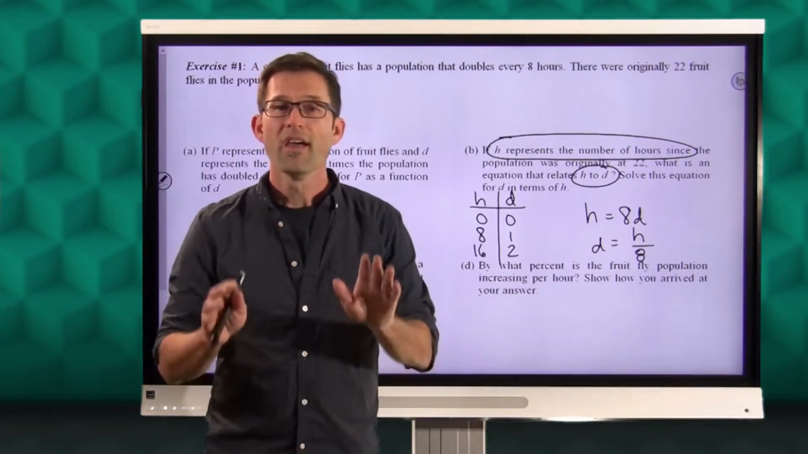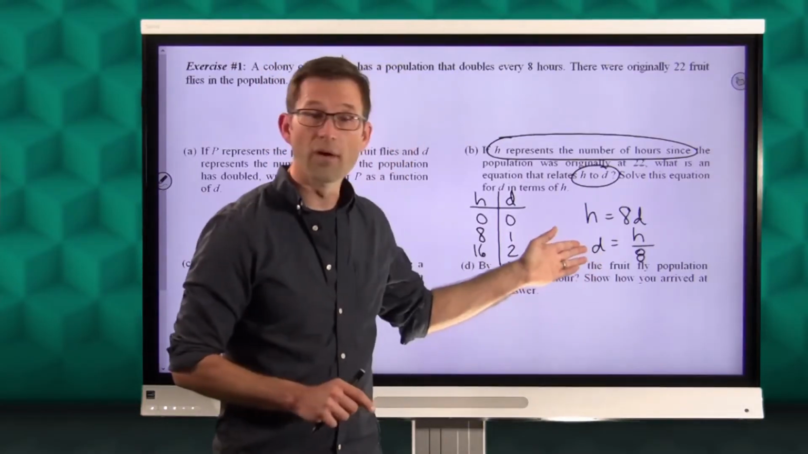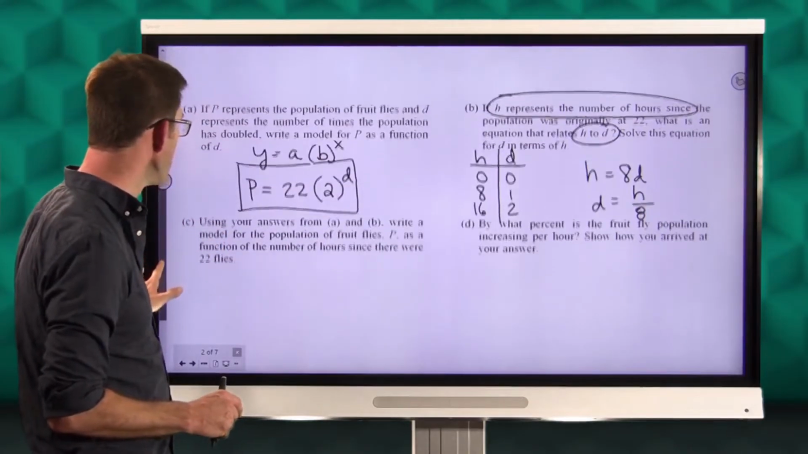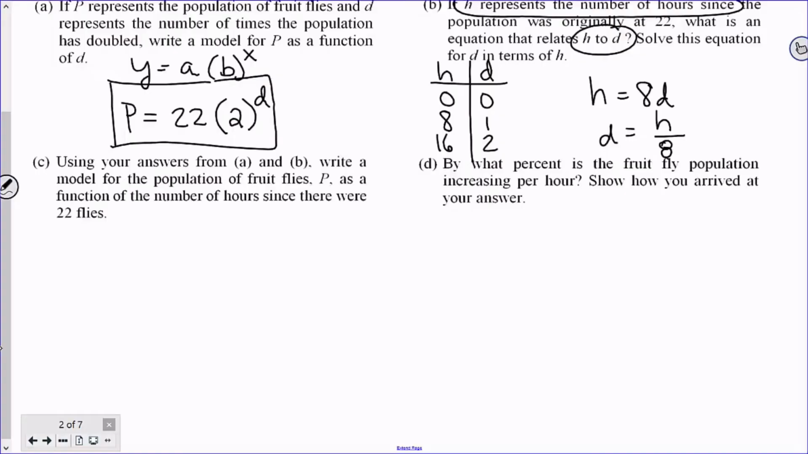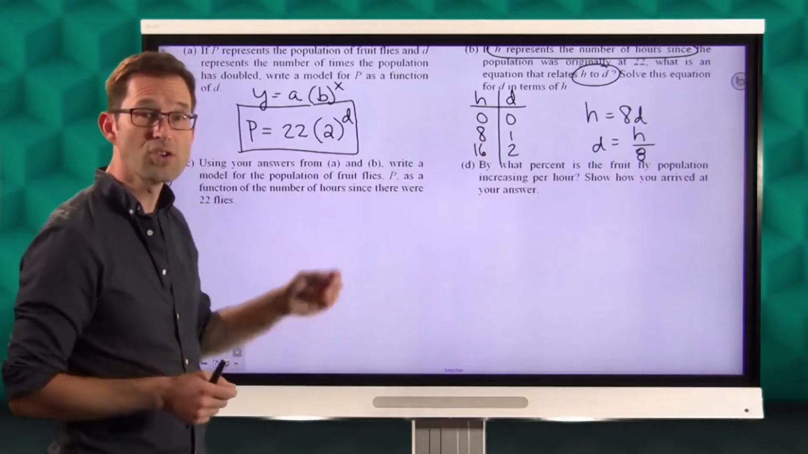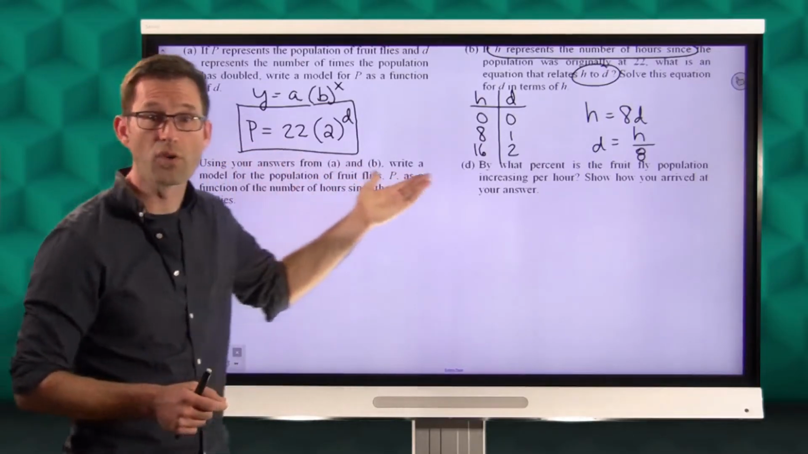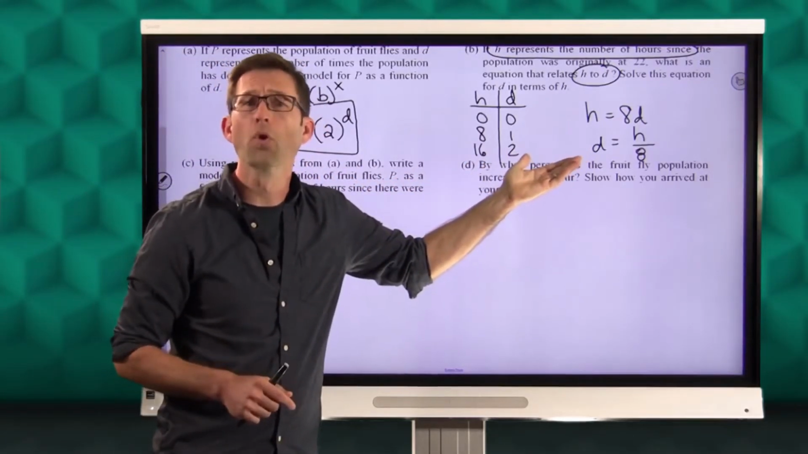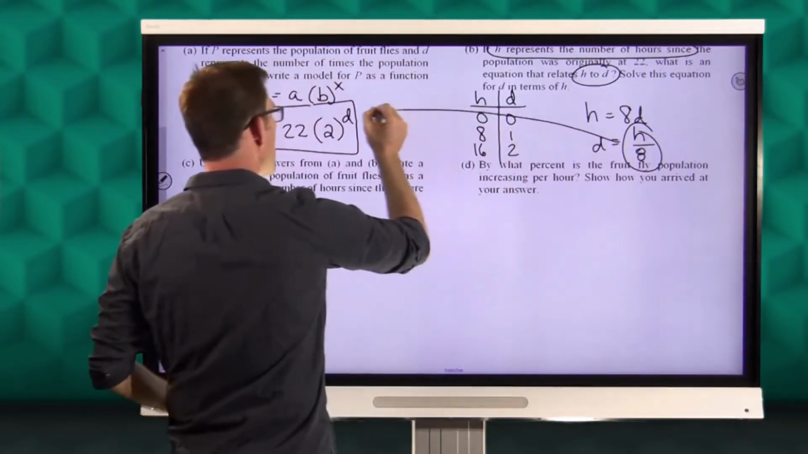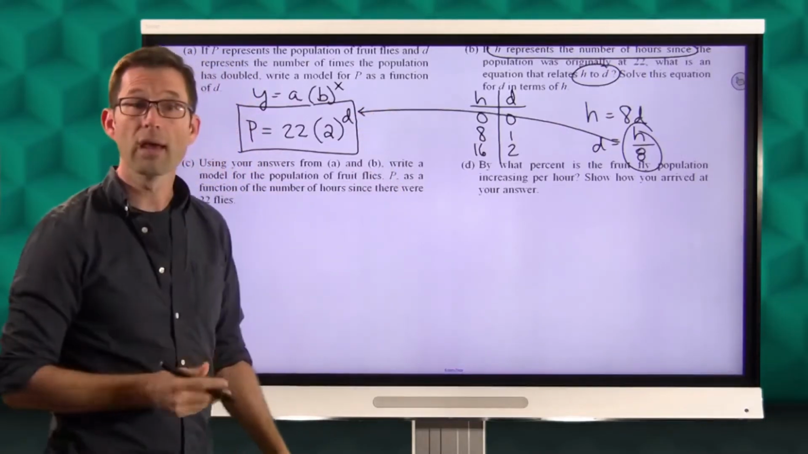All right? Now, it's a combination of this equation with this equation that we're going to get to in letter C. In C, it says, using your answers from A and B, write a model for the population of fruit flies P as a function of the number of hours since there were 22 flies. Well, this is simple. We're actually going to use composition. We're going to compose this function with this one, or better yet, we're going to substitute. In other words, we're going to take this h divided by 8, and we're simply going to plug it in for d.